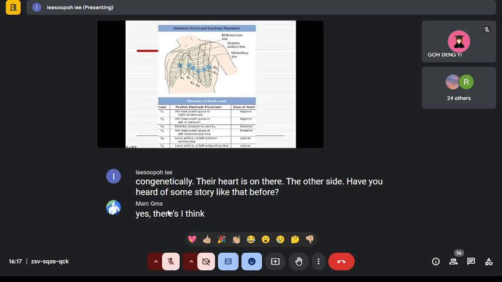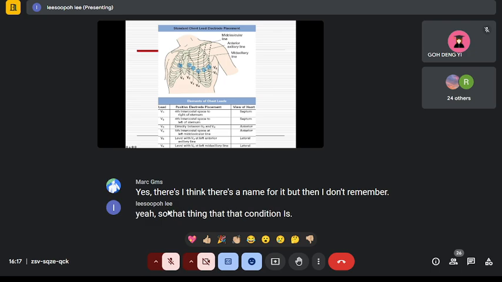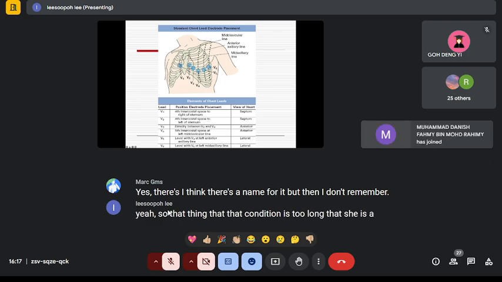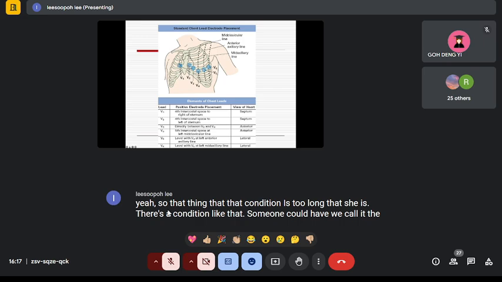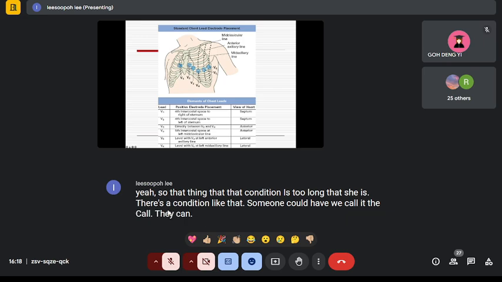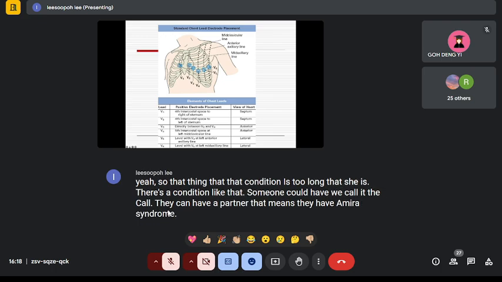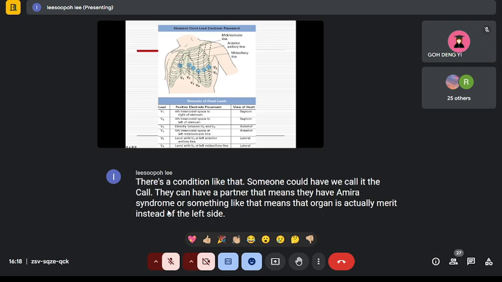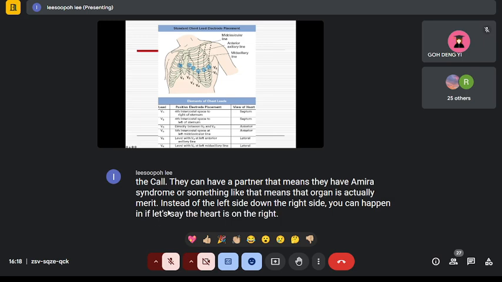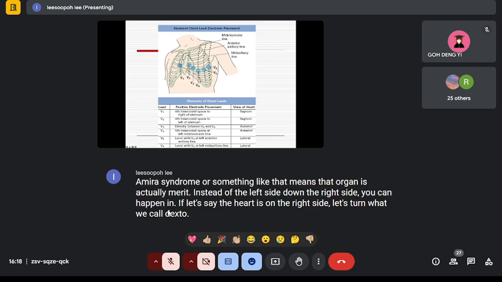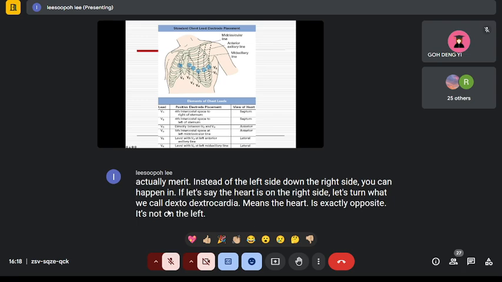Yes, I think there's a name for it, but I don't remember. That condition is true. There is actually a condition like that. Someone can have a mirror syndrome or something like that, which means their organs are actually mirrored. Instead of on the left side, they're on the right side. It can happen. If the heart is on the right side, the term is dextrocardia, which means the heart is exactly opposite. It's not on the left side, it's on the right.